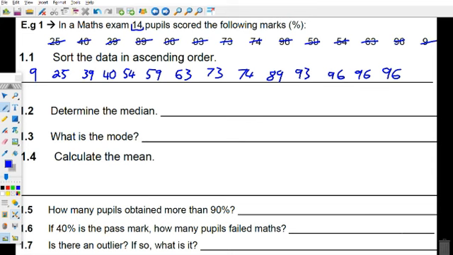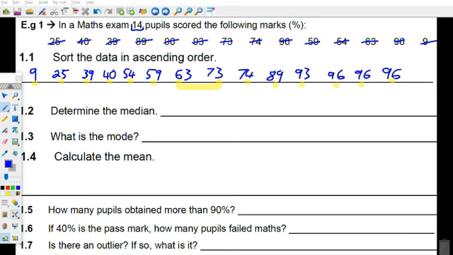Do you see that? If you go from both ends, moving closer in each time, we end up at the middle. So my median is going to be in between those values. So what's the middle of those two numbers?